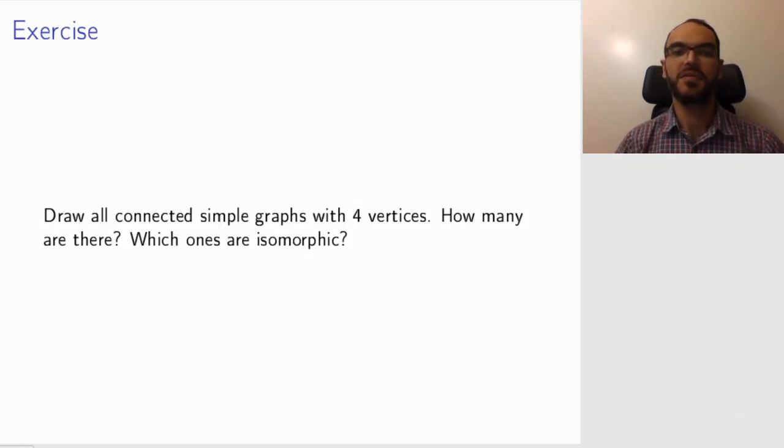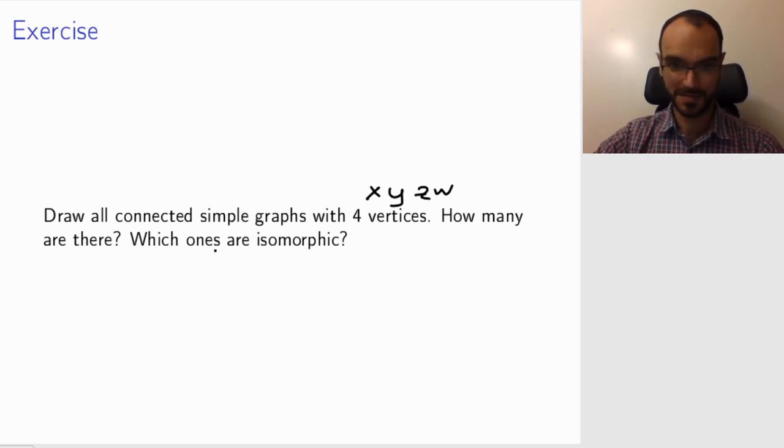As an exercise, I would like to ask you to draw all the connected simple graphs with 4 vertices. So I did this in part for 1, 2, and 3 vertices. Now I want you to revise the definition of connected and simple and draw all the 4 vertex cases. Then I want you to count how many there are with labels. So you can label the vertices X, Y, Z, and W. So how many possible graphs are there, and which ones are isomorphic and which are not? That is your exercise.